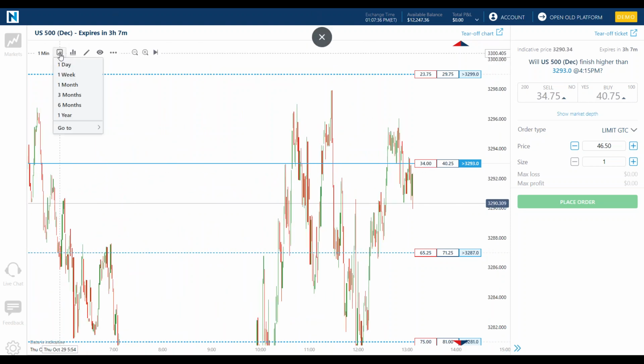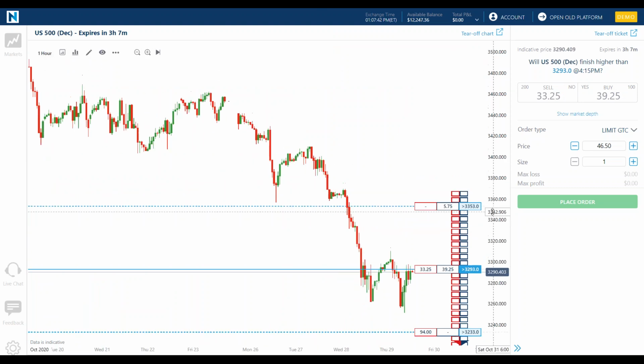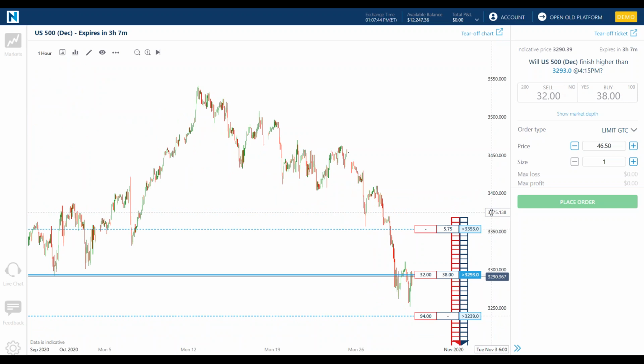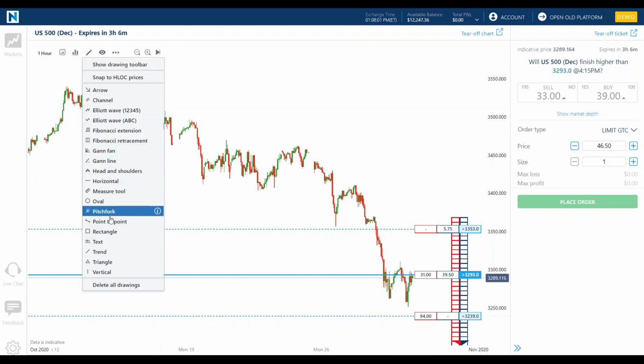I'm going to change my chart to a weekly chart, and 1 hour is fine. And let's just take a look at what's been going on in the NASDAQ as of late. And this is some of the nice things you can do with Nadex charts. First of all, you can see in the last couple of days, it's clearly been in a downtrend. You can draw on our charts.